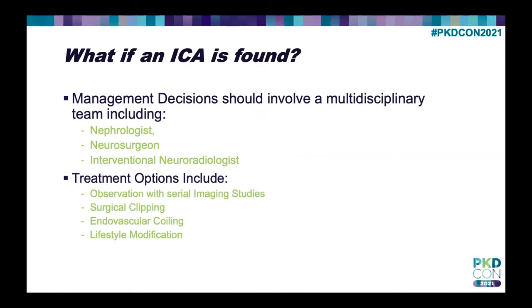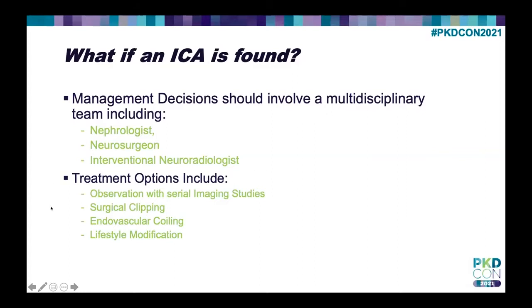So the first thing I want to say is that these kinds of management decisions about what happens should really involve a multidisciplinary team. Okay, so as a nephrologist, I don't think that I would be the one to decide how it would be treated, but I definitely have a role in terms of weighing in. So the team should include a nephrologist, a neurosurgeon, and or an interventional neuroradiologist.